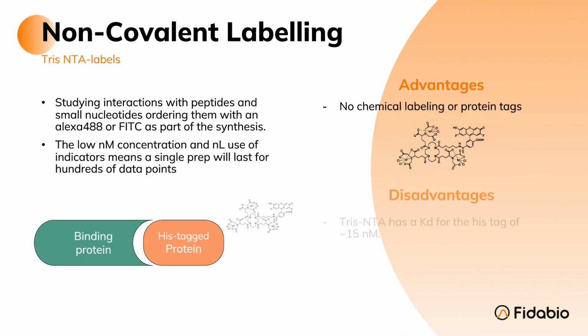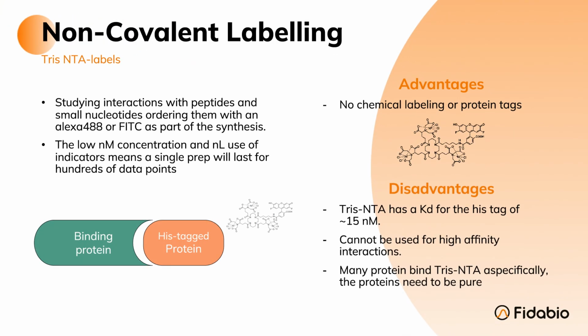Moving on to non-covalent labeling strategy. The most commonly applied one is a fusion molecule of Oregon green and the tris-NTA nickel complex, which has some specificity for the his tags. Here the probe is used as an indicator and the target protein is added at a concentration where the tris-NTA is fully bound. This has the advantage that your protein of interest will be completely native, but adds an additional affinity constant to your assay design that needs to be considered.